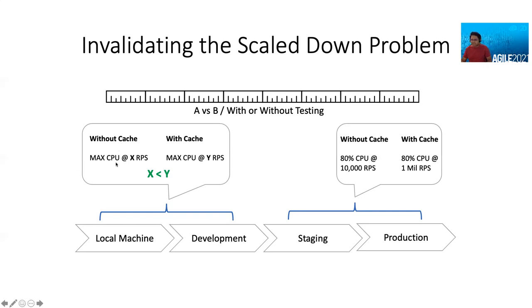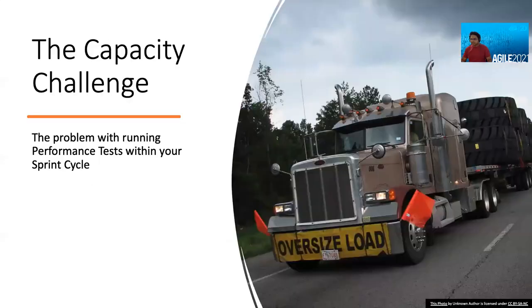At least we'd like to identify some of these changes here, see the trend that there is a big difference between the cache being present and not being present, and then move to the right. So that's how we invalidate hypotheses through the trends or some significant markers. So next challenge in our way is the capacity challenge.